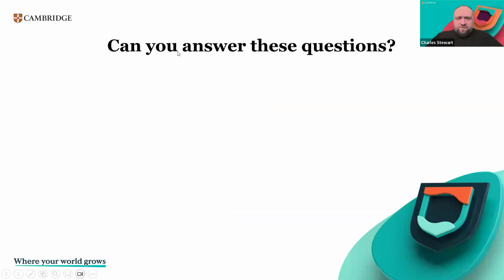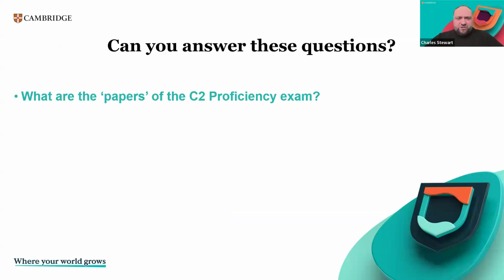As far as the exam itself, I have some questions that I would like to ask you to test your knowledge of how much you know about the C2 Proficiency exam. So in the chat, the first question: what are the papers of the C2 Proficiency exam? What are the different papers or parts of the exam? Okay, reading, yes. Speaking, use of English, yes. Reading and use of English, writing, listening, speaking, definitely.